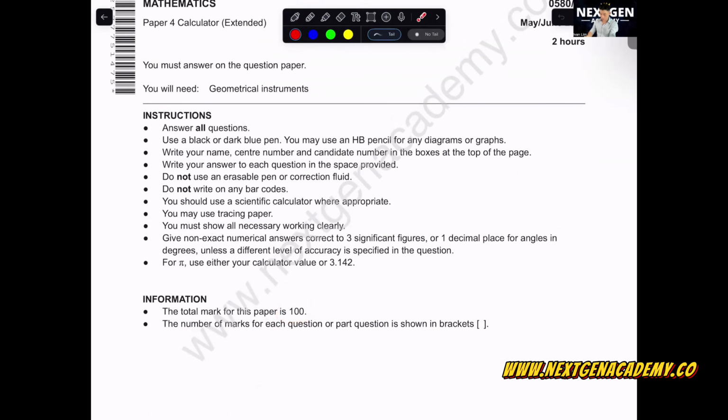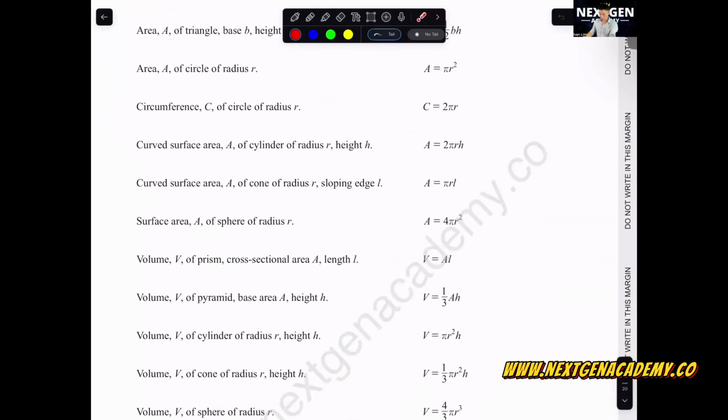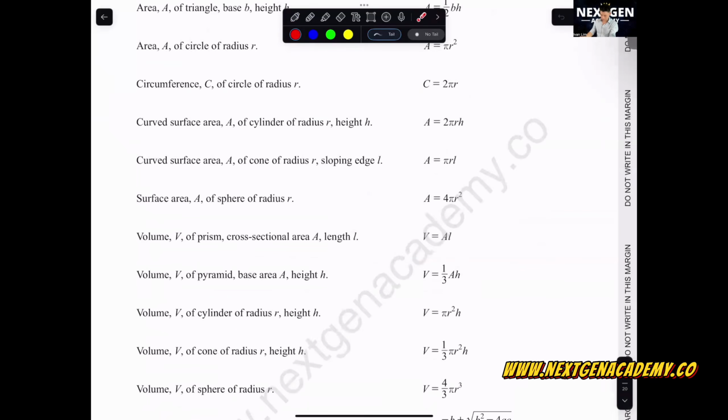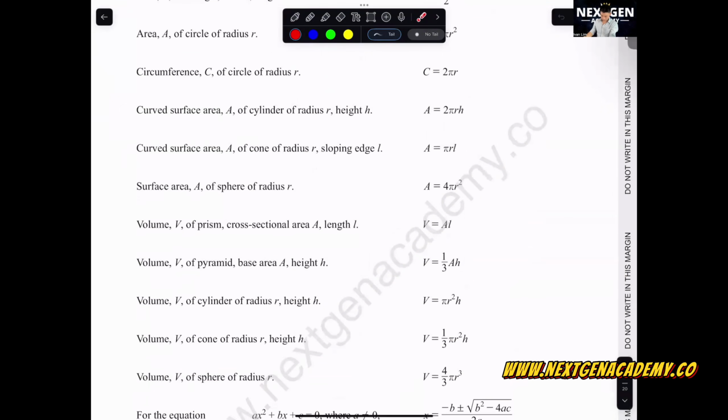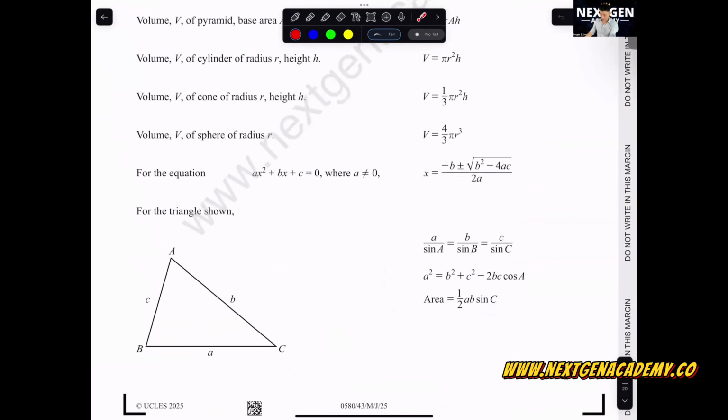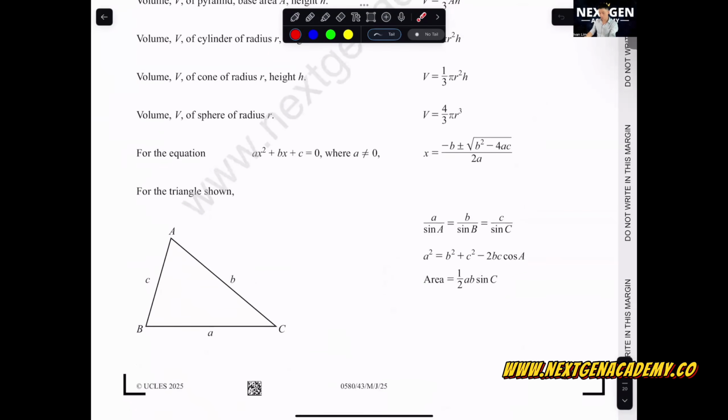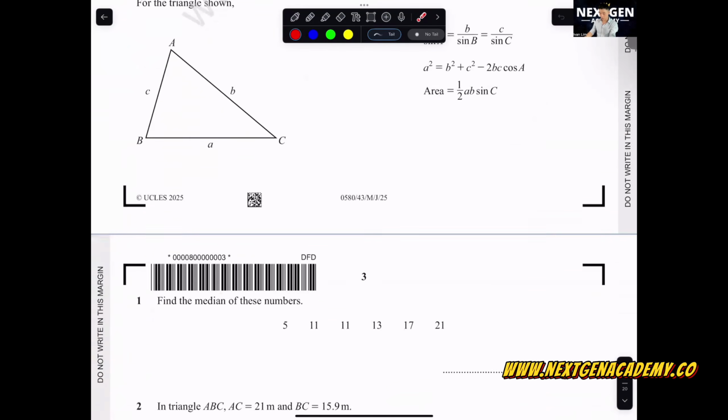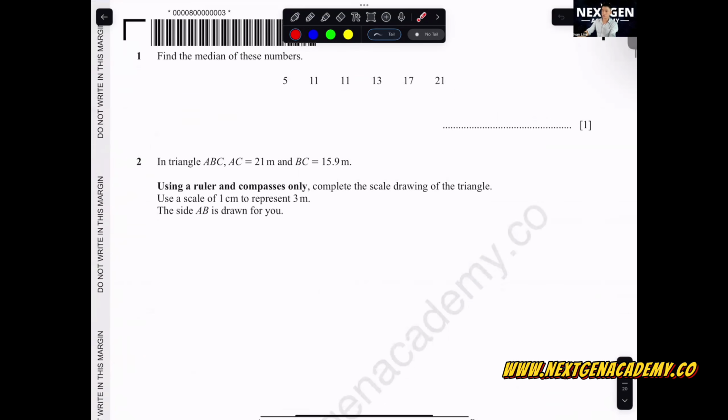A few things to take note. Correct to 3 SF if it's a non-exact numerical answer, then 1 dp for angles. For pi, you can either use your calculator value or 3.142. Drawing, please use HB pencil. You all can go through the formulas. A lot of areas and volume formulas are given, and then the quadratic formula and also the non-right angle triangle formula. So leverage on your calculator. Whatever you can use the calculator for, just use your calculator.